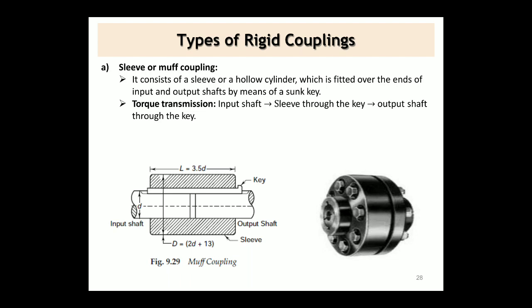The figure below shows the muff coupling or the sleeve coupling, where capital D is the diameter of the sleeve and the length of the sleeve is equal to 3.5 times D, where small d is the diameter of the shaft. The input shaft, output shaft, key and sleeve are the main parts of the muff coupling.